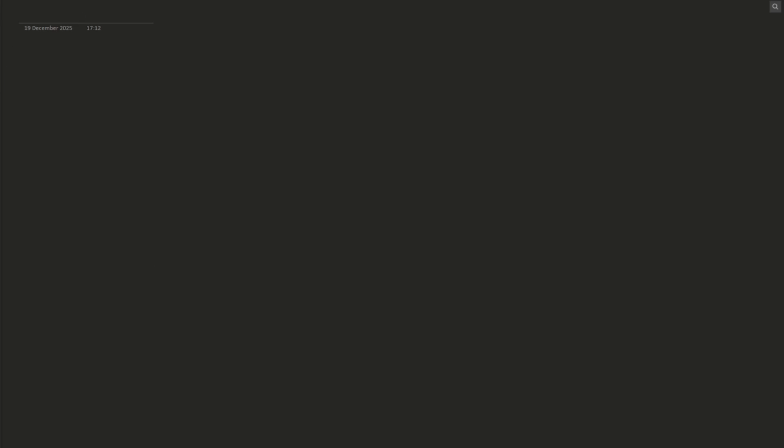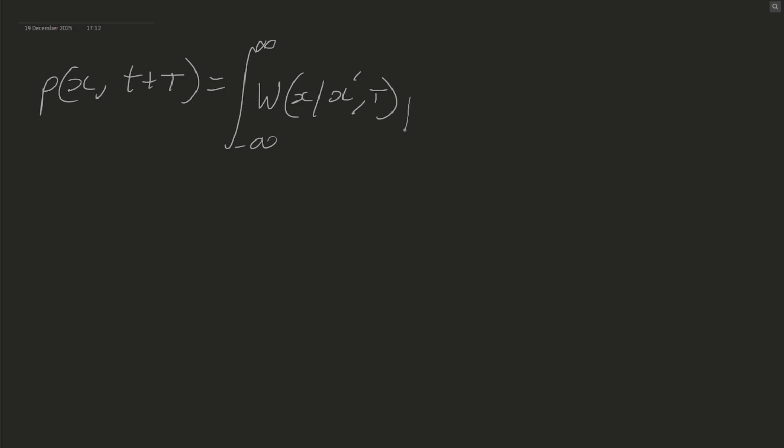So we'll start off with the Chapman-Kolmogorov equation. We can say that P of x, t plus tau, where tau is that small t, is equal to the integral from minus infinity to infinity of w of x bar x prime and tau, multiplied by p of x prime, t, dx prime.